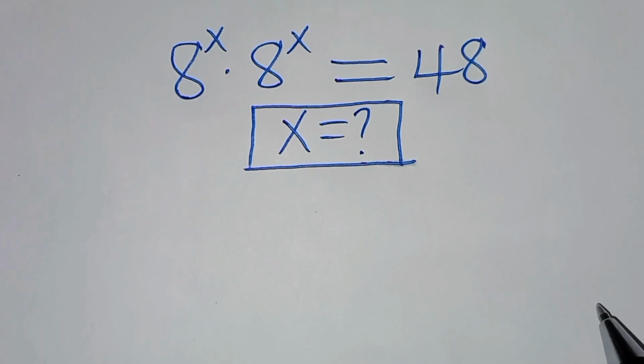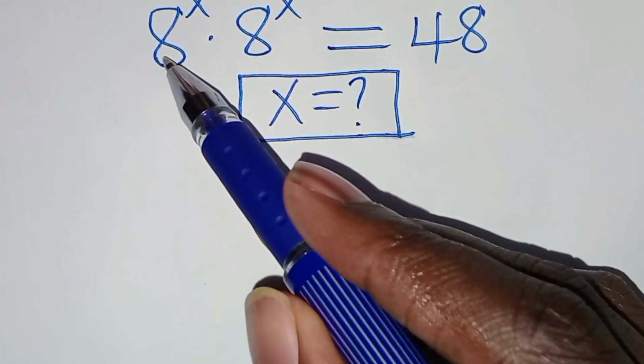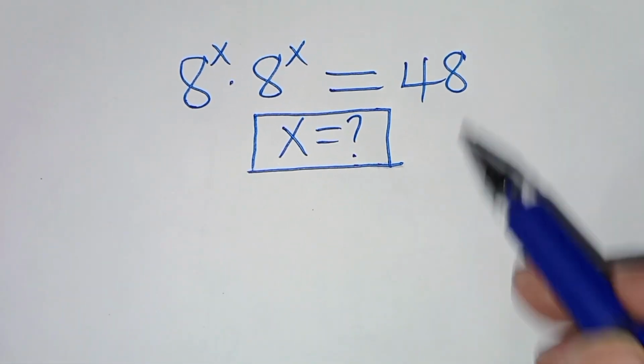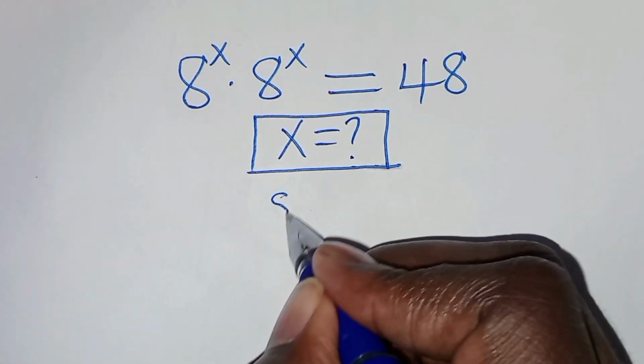Hello everyone, you're welcome to solve this nice exponential equation, which is 8 to the power of x times 8 to the power of x. This is equal to 48. What is the value of x? So let's present the solution from here.